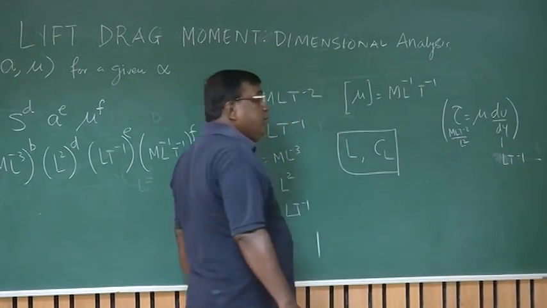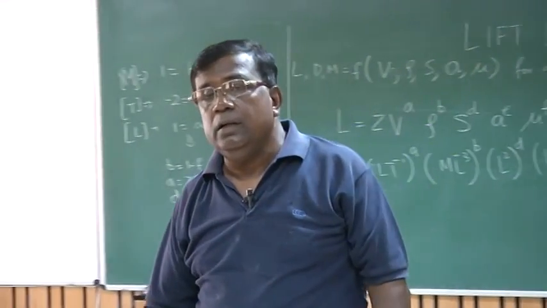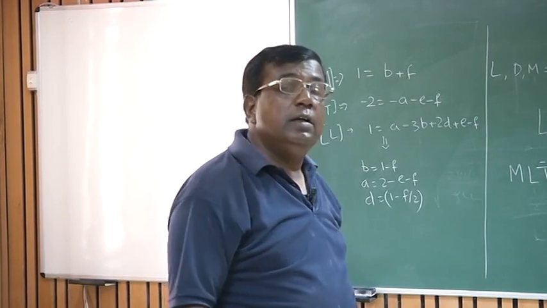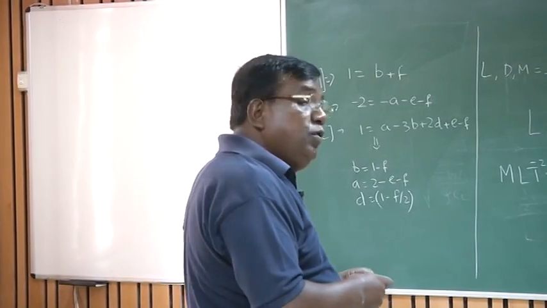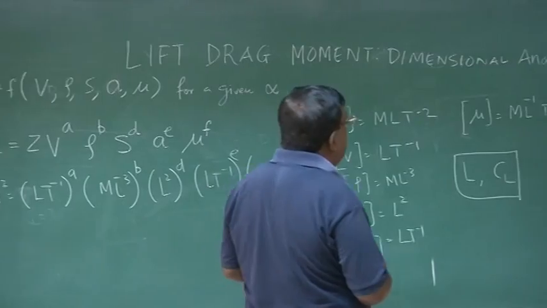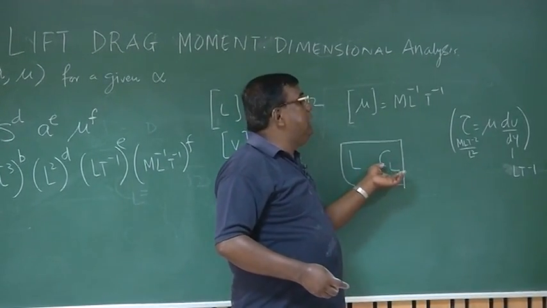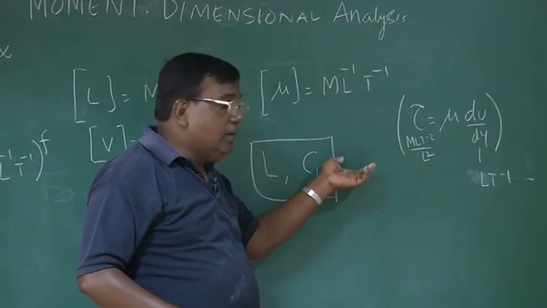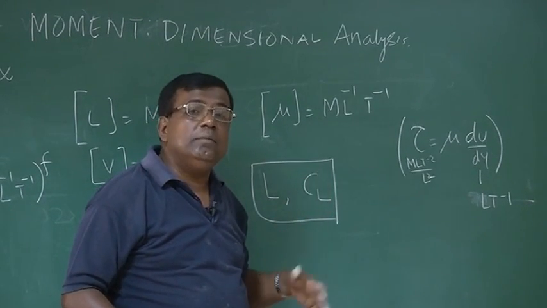The question is, should I work with L, or should I work with the non-dimensional lift coefficient, non-dimensional drag coefficient, non-dimensional pitching moment coefficient, and so many others? Why should I do that? What is the advantage I get? And how do I ensure which parameters have a physical significance on which CL or CD or CM depends?